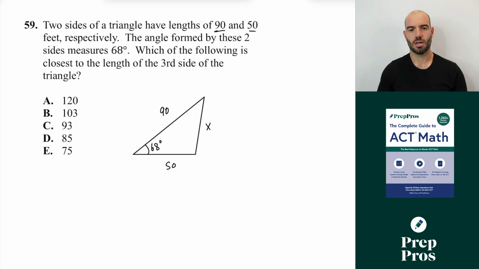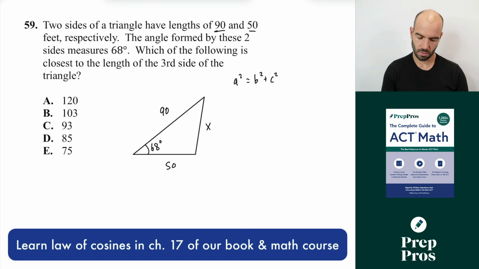Well, to solve this, you have to know the law of cosines. And the law of cosines here is a squared equals b squared plus c squared minus 2bc cosine of A. Law of sines and law of cosines are very common at the back of the test in those last 10 or 15 questions. Definitely make sure you know those if you're aiming for super high scores.